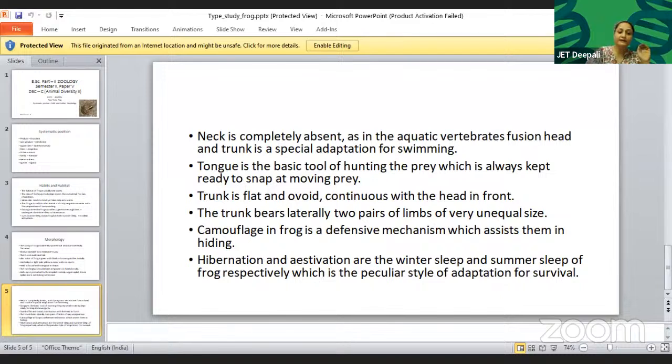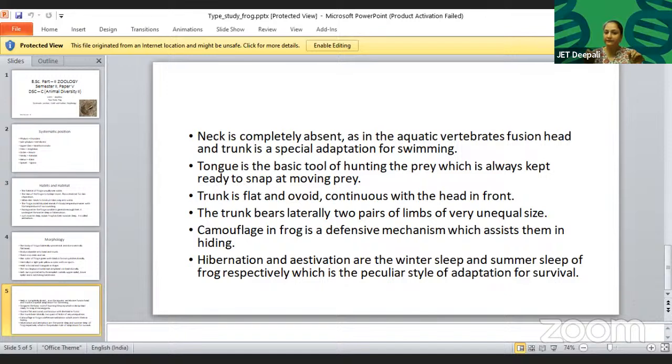Now one more thing, we will study a little bit about the morphology and the body structure and the systems of frog. Morphology and anatomy of frog. This PPT was just an idea about the frog, what frogs are doing, what is the systematic position of frog: phylum, class, order, genus, everything.